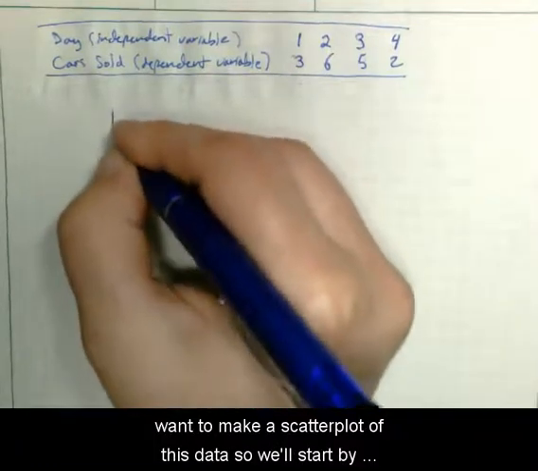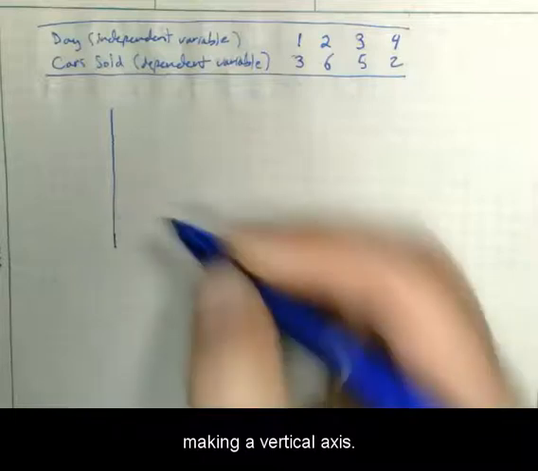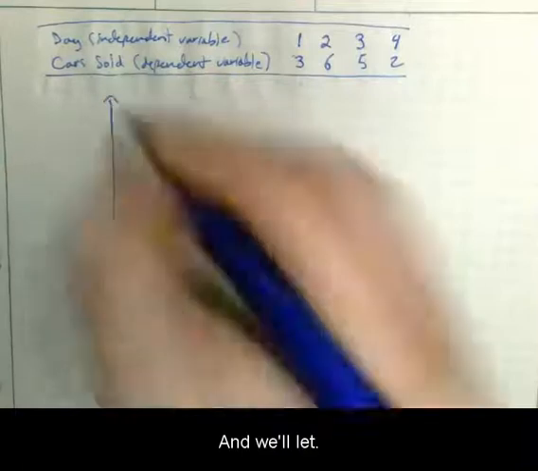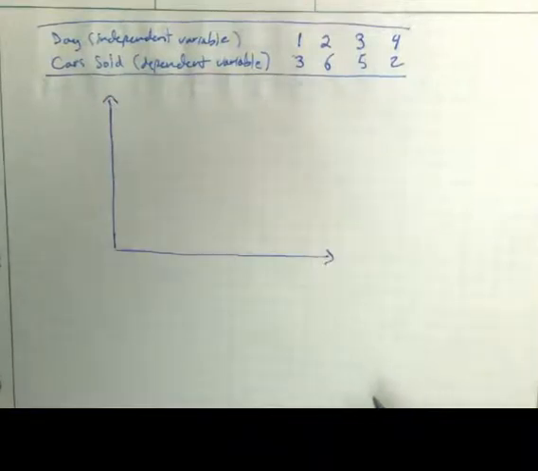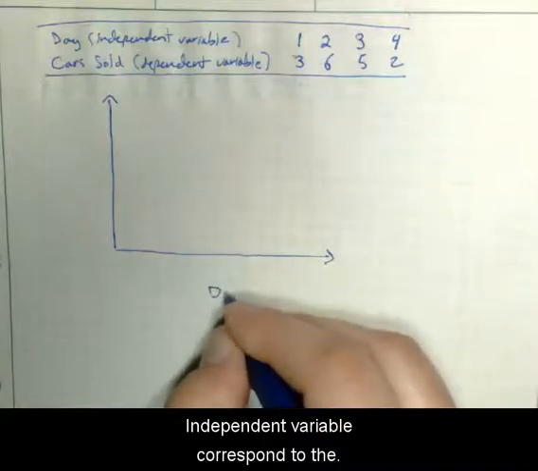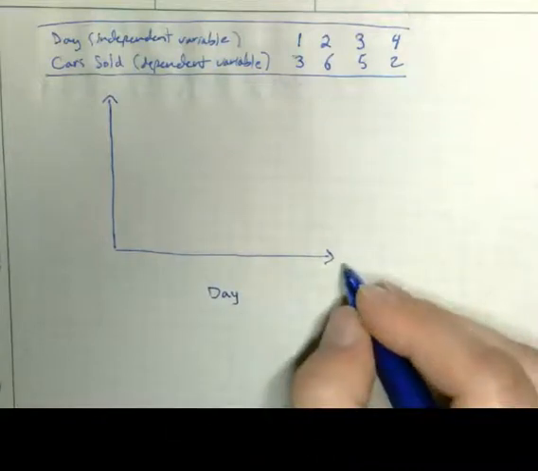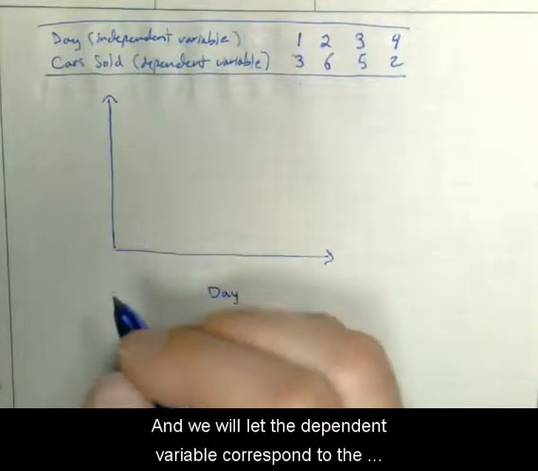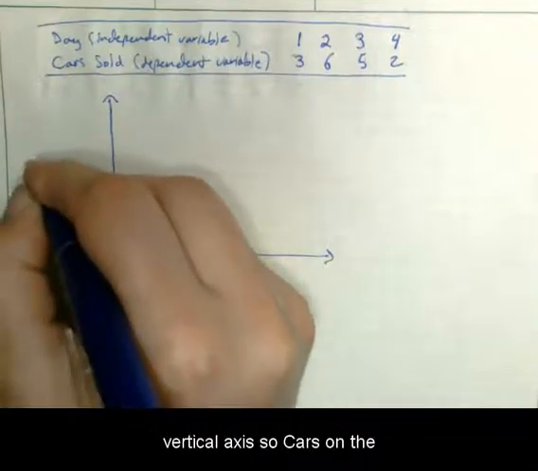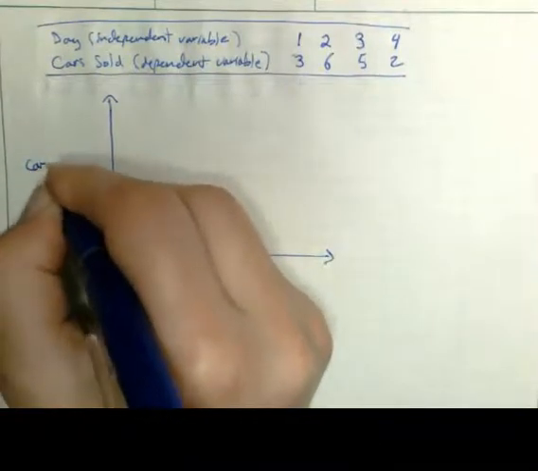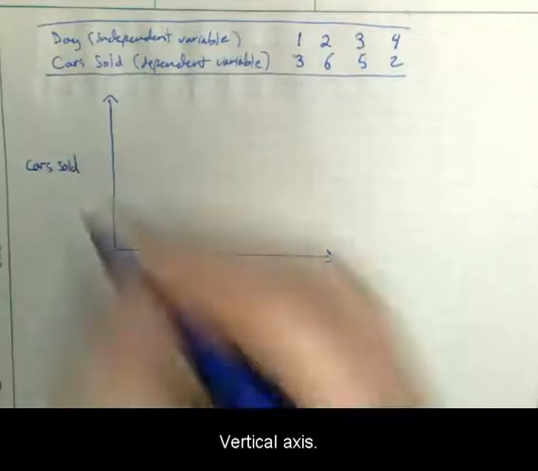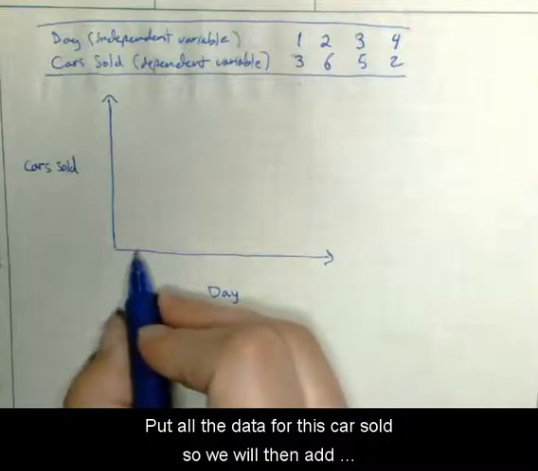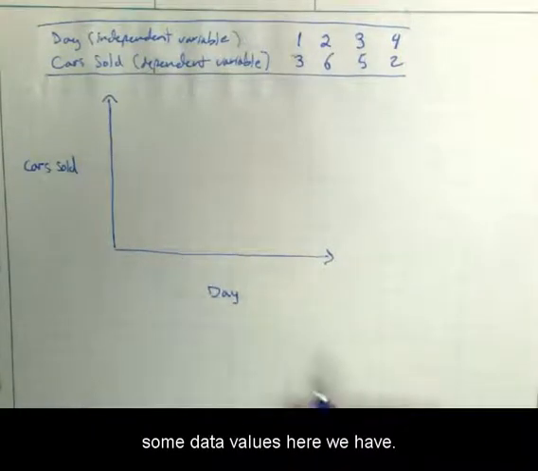So we'll start by making a vertical axis and a horizontal axis for our graph. And we'll let the independent variable correspond to the horizontal axis. So this will be our days. And we'll let the dependent variable correspond to the vertical axis. So cars sold will be our vertical axis. That's where we'll put all the data for the cars sold. So we will then add some data values here.